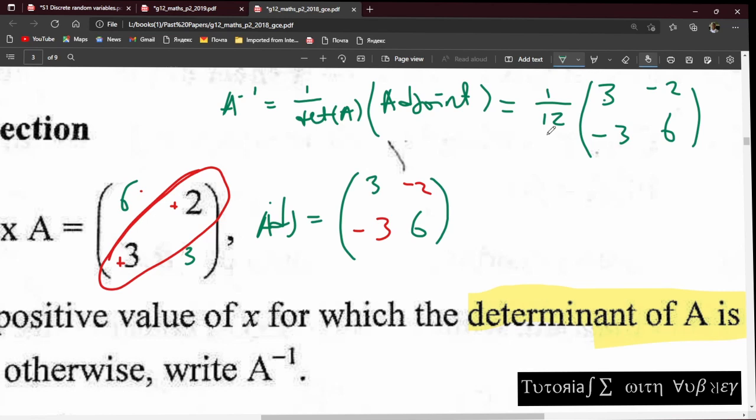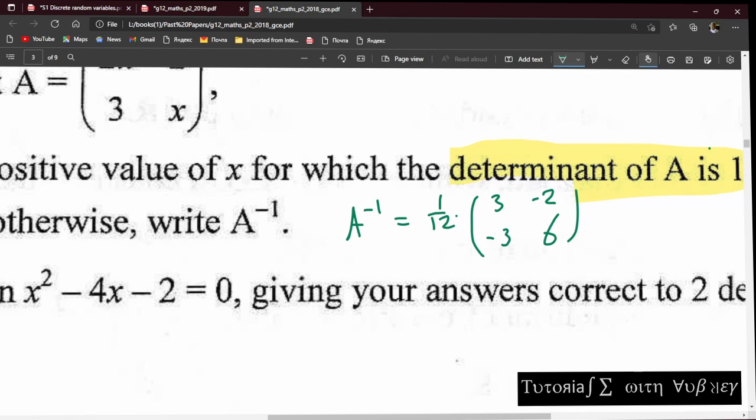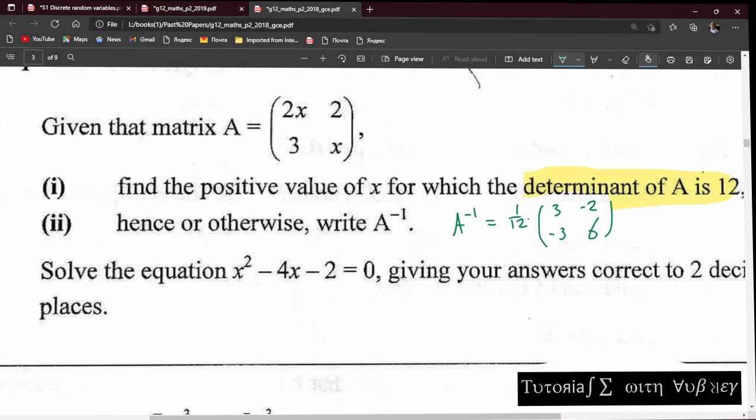Okay, so now we move on to the second question. All right, so that was about it. So that is how we found the inverse. So now we move on. We go to the second question. Solve the equation. This is the equation: x squared minus 4x minus 2 equals 0, giving your answer correct to 2 decimal places.